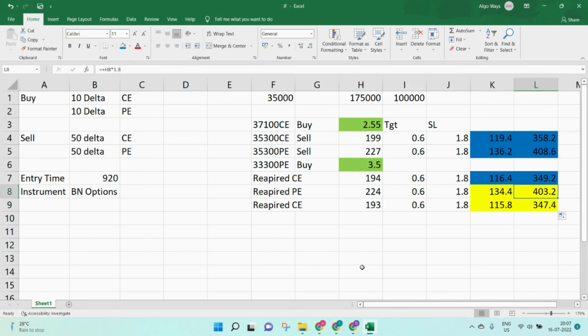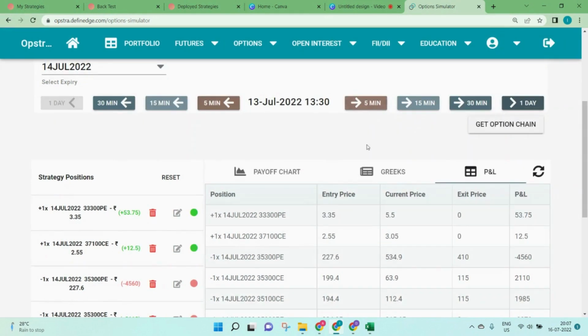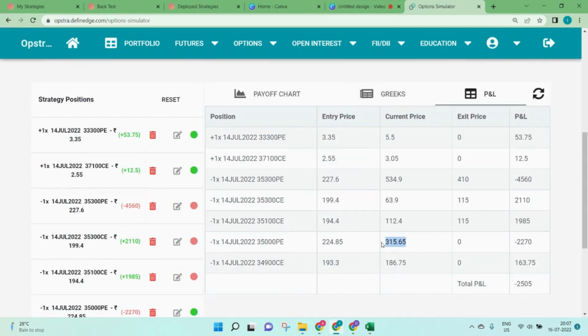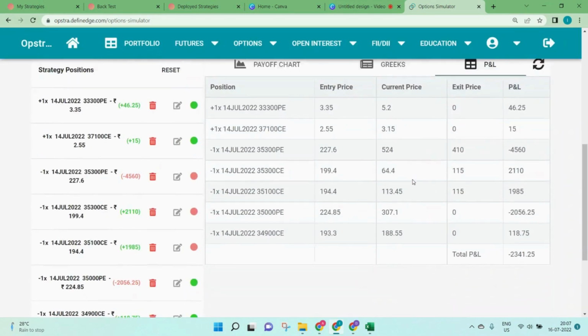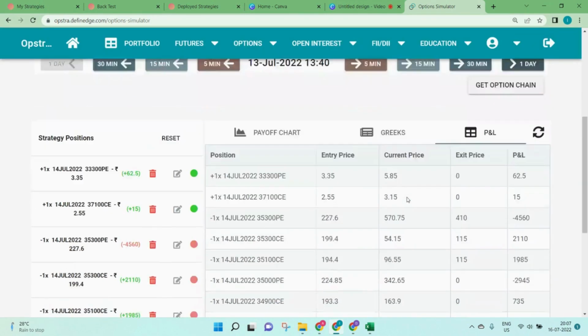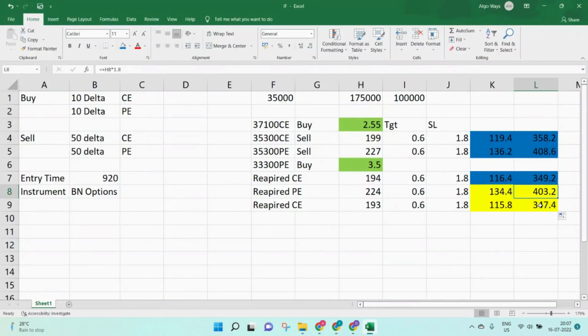These are our exit levels now. So we move further. 342, 163. Levels are 403 and 115.